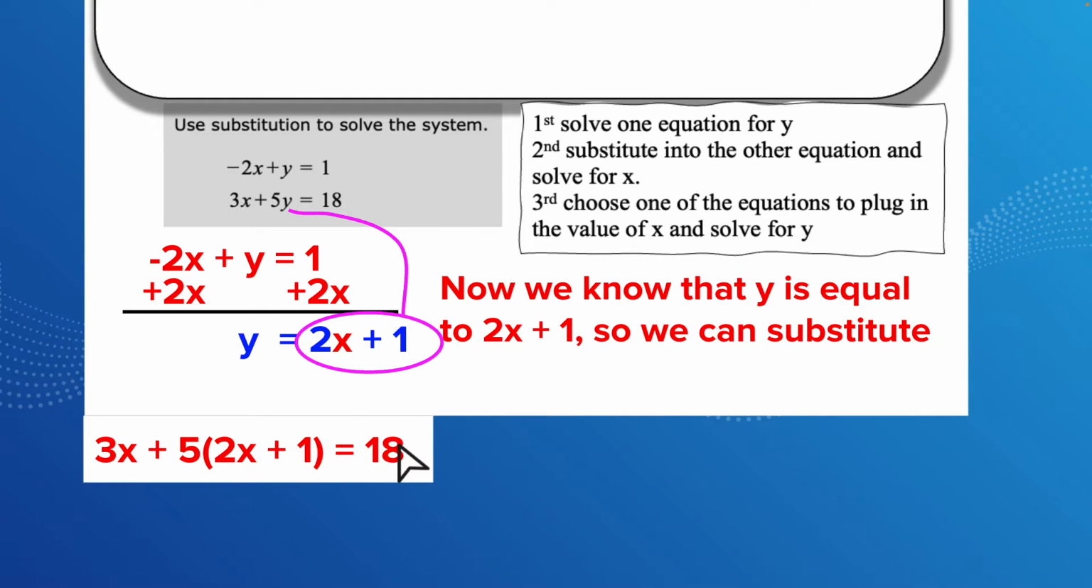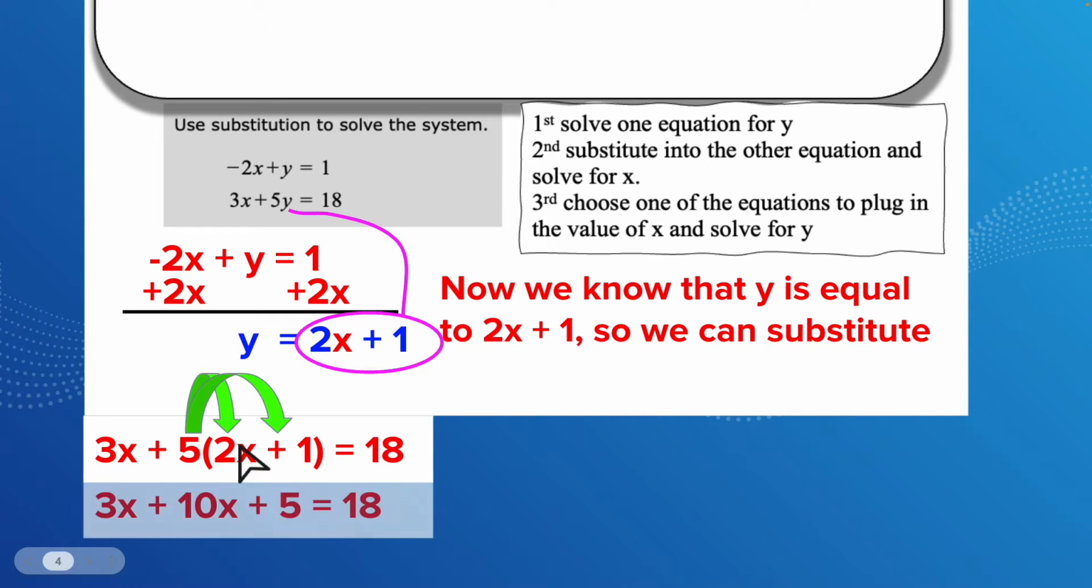Now I'm going to start to simplify this. I'm going to distribute that 5, so I multiply by 5. I get 3x because that just drops down. 5 times 2x is 10x. 5 times 1 is 5. Equals 18 just drops down. That does not get multiplied. That's not inside the parentheses. It's not even on the same side as the parentheses. So it gets moved over there.